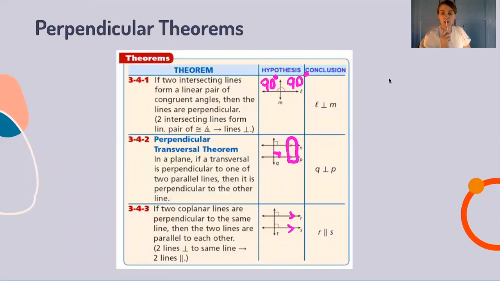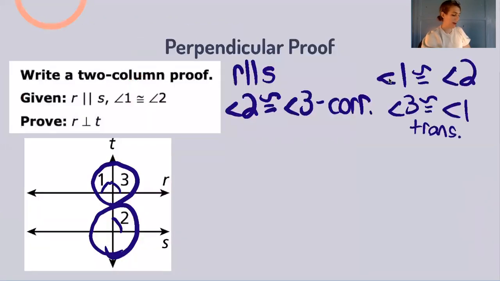When I read through them one by one, I look at the first one and it says if 2 intersecting lines form a linear pair of congruent angles, then the lines are perpendicular. On my last picture, angle 1 and angle 3 are right beside each other. So I can use, is that 3.4.1? To say that T is perpendicular to R.